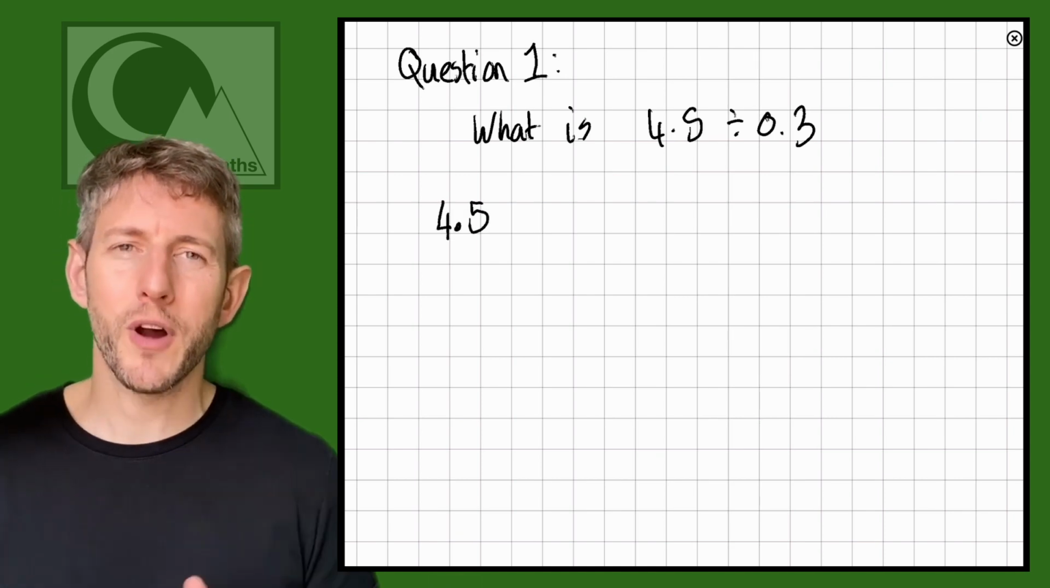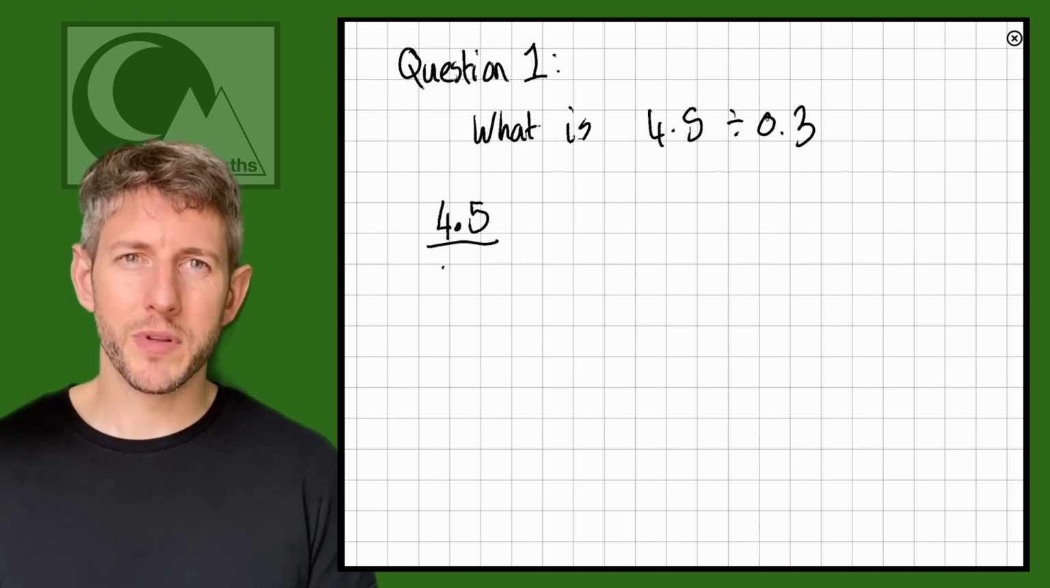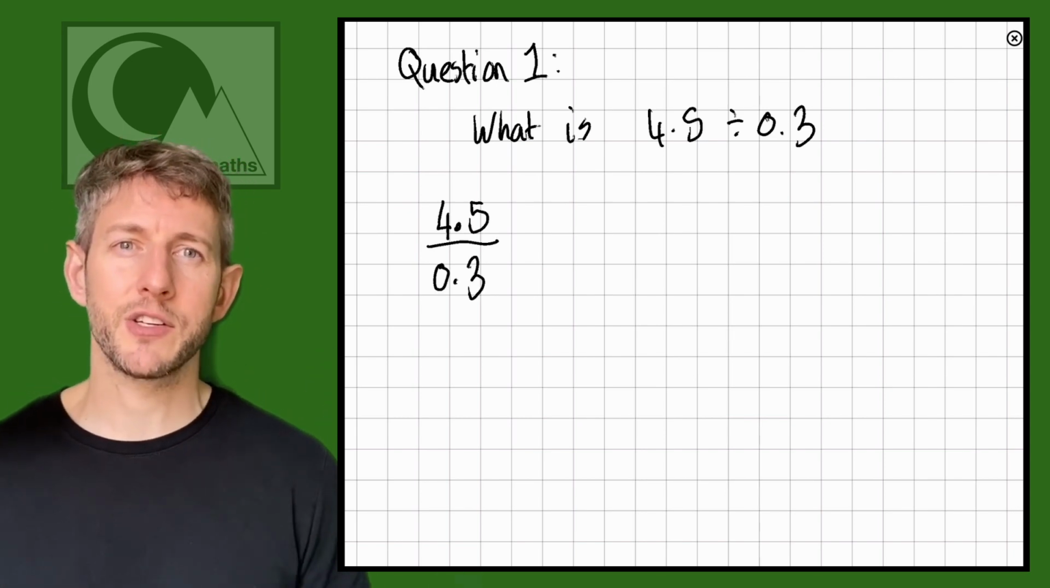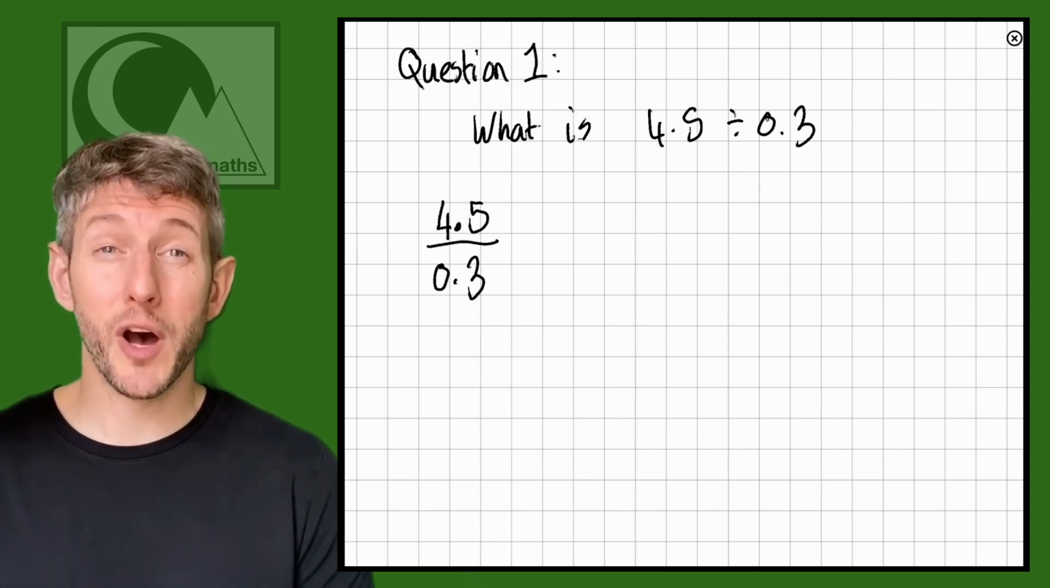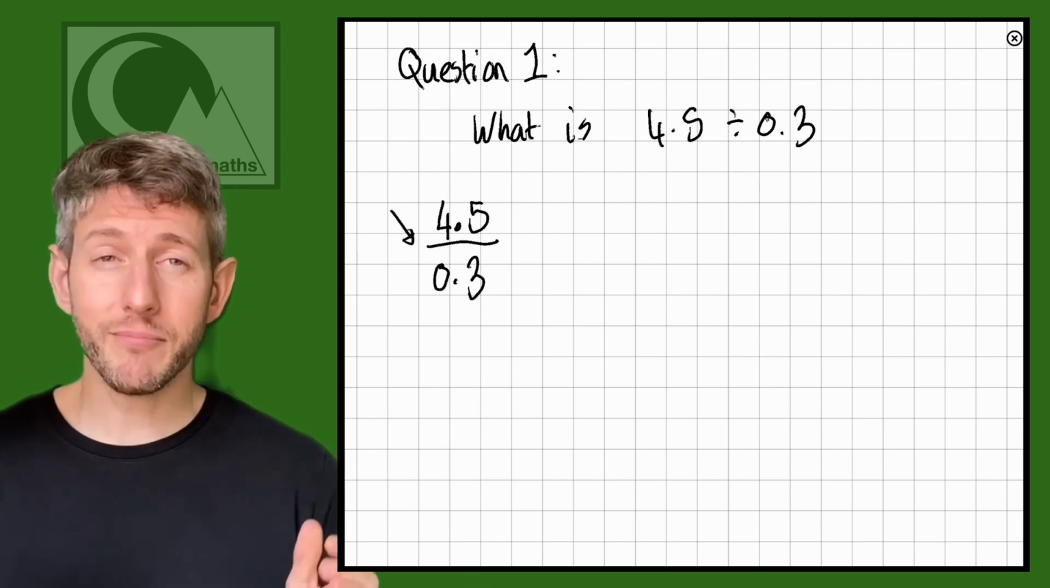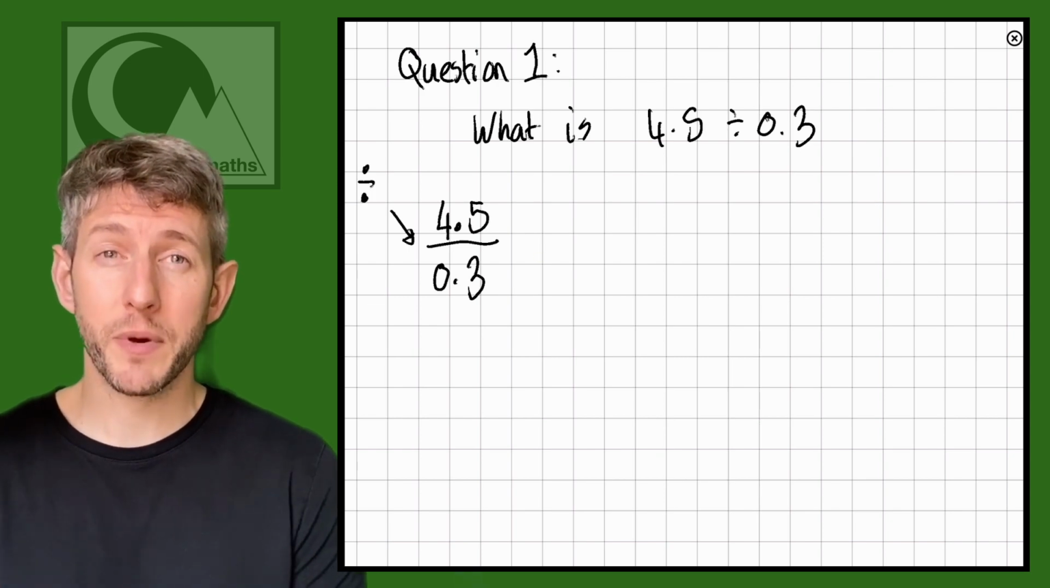So I'm going to write 4.5 on the top and then 0.3 on the bottom, because remember, this line in the middle of the fraction does actually mean divide. So we've got 4.5 divided by 0.3. Perfect. 4.5 divided by 0.3.